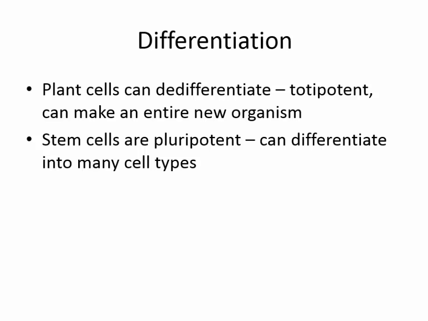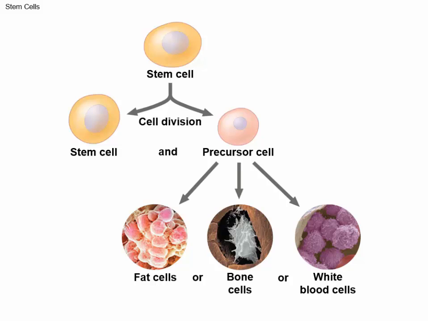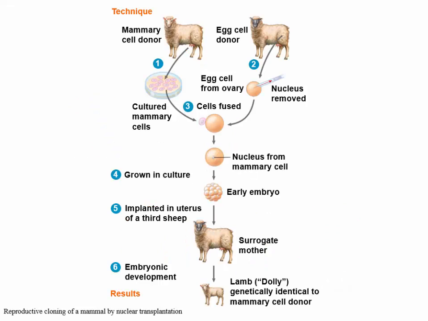Stem cells, which are in animals, are pluripotent. So they can't de-differentiate. These are undifferentiated cells, but they can differentiate into many different cell types. So here is a carrot, and it has totipotent cells. You take the cells from the carrot, and you can make more plants. Whereas in stem cells, what you have is a precursor cell, and you can coax it into becoming different kinds of cells.